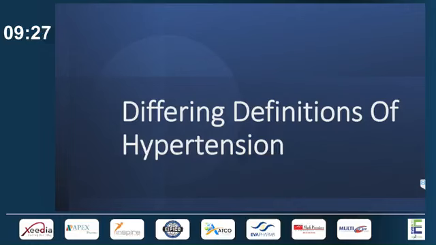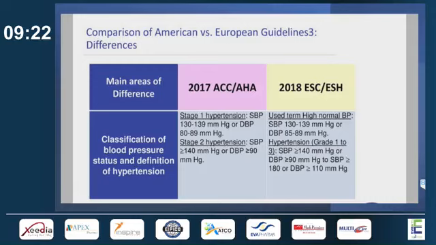طيب إيه الديفرنسز بينهم في الديفينيشن أوف هايبرتنشن؟ ودي شويه مهمه قوي، لأن واحد هيليبل هايبرتنشن وواحد هيقول عليه لا ده نورمال. الأمريكان قالوا إن 130 على 139 سيستوليك و80 to 89 ده ستيج 1 هايبرتنشن. الأوروبيين قالوا لا، 130 ل 139 والدايستوليك 85 ل 89 دول upper normal. الأمريكان قالوا ستيج 2 هو 140 على 90 أو أكتر.